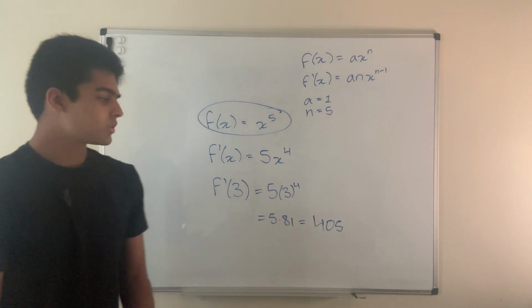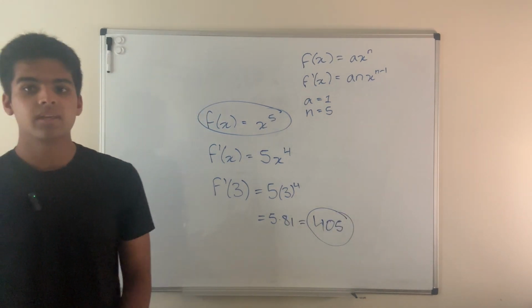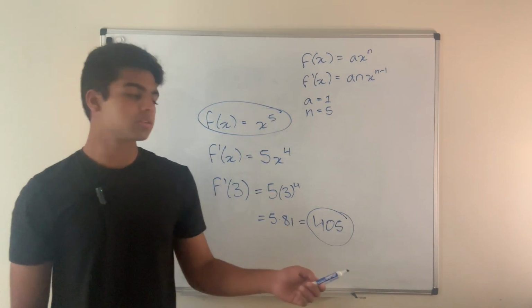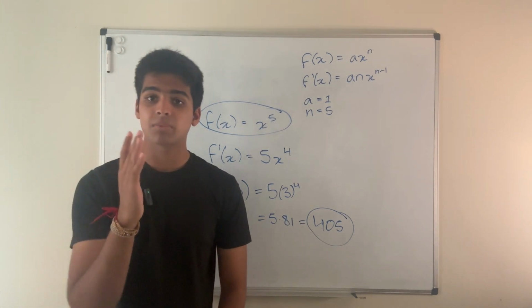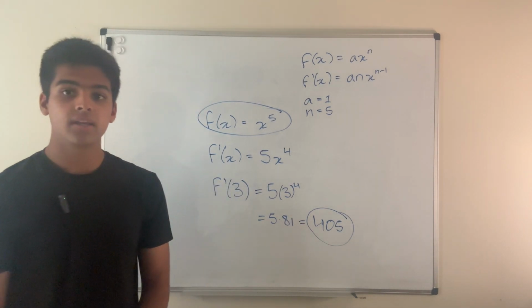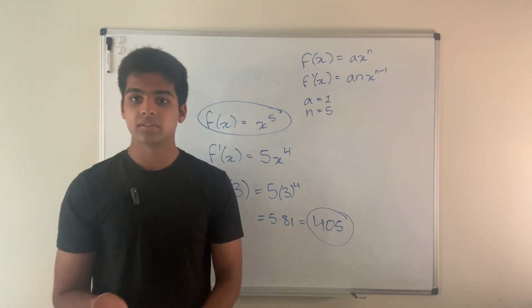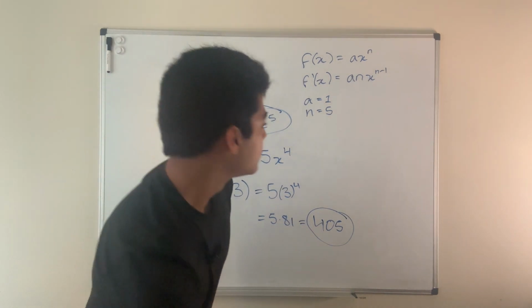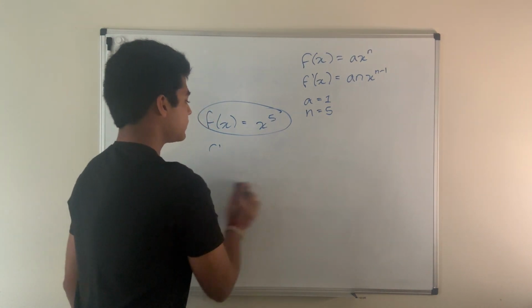That's it. So what does 405 actually mean? 405 means that is the slope of the function when x equals 3. That means it's increasing by 405 units of y per unit of x at that instantaneous point. So let's look at another example. It's really just this easy.